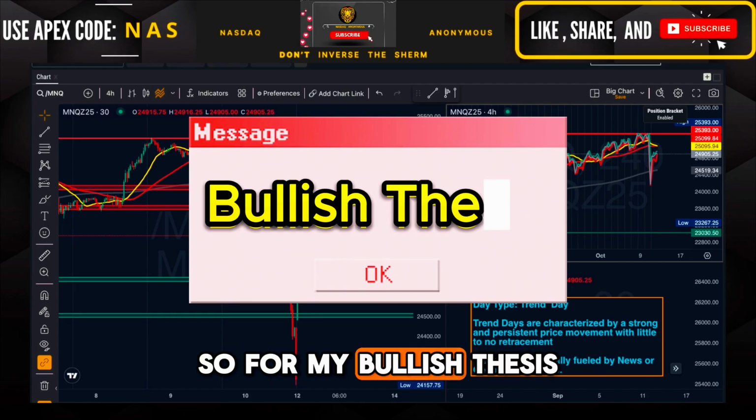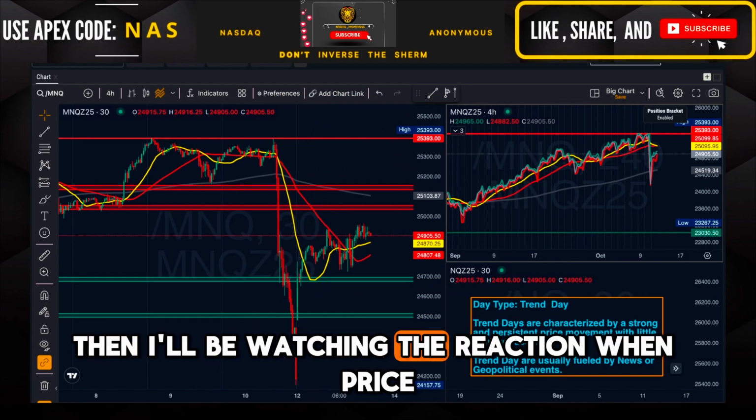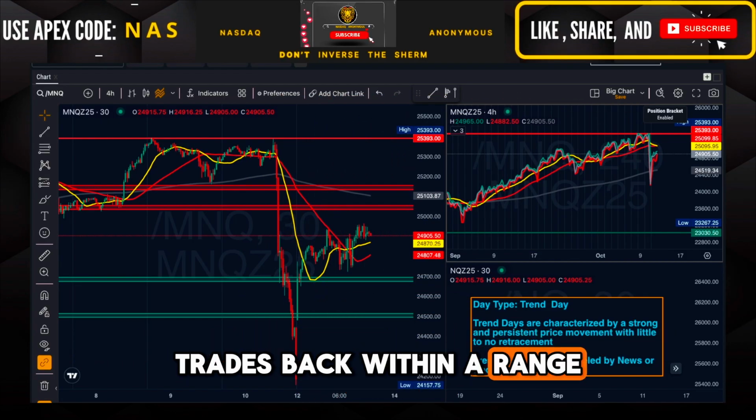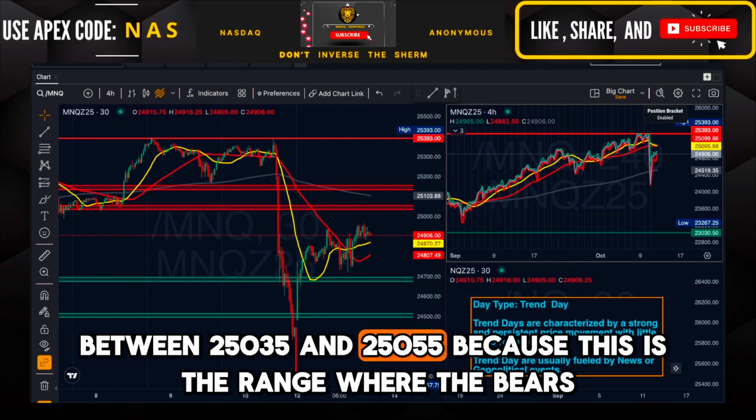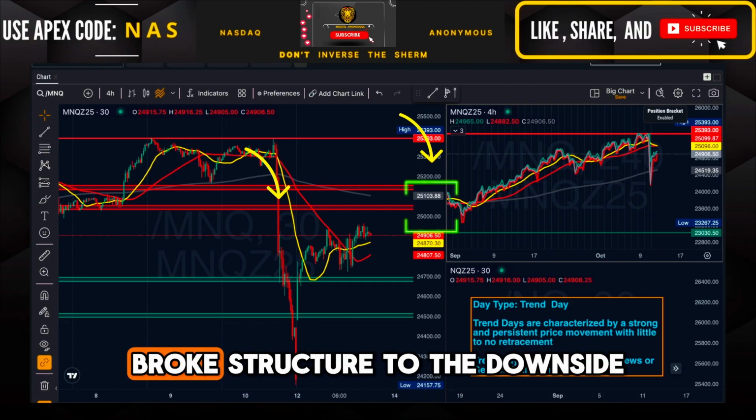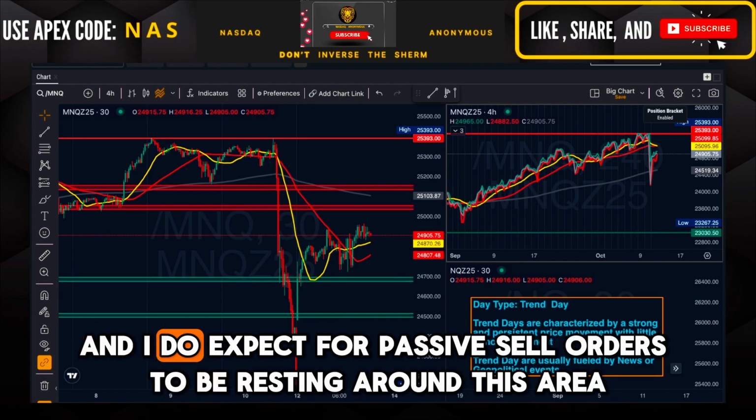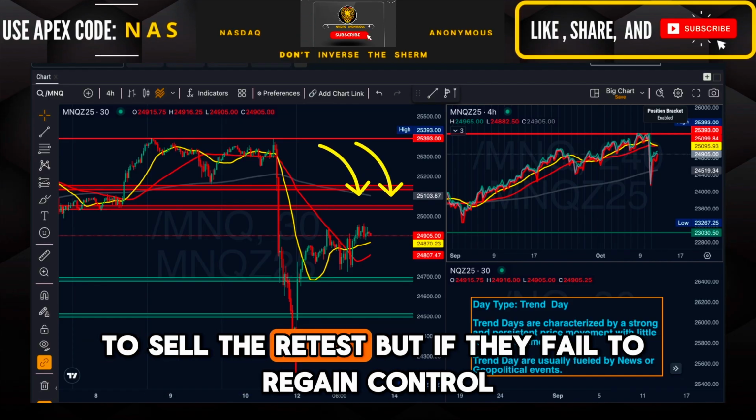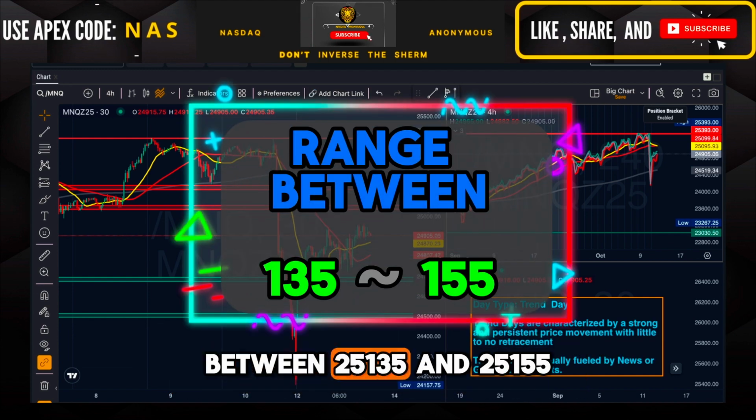So, for my bullish thesis, if the bulls can maintain their control overnight, then I'll be watching the reaction when price trades back within a range between 25.35 and 25.55. Because this is the range where the bears broke structure to the downside going into the close of last Friday's session. And I do expect for passive sell orders to be resting around this area to sell the retest. But if they fail to regain control, then I'll be watching the reaction when price trades within a range between 135 and 155.